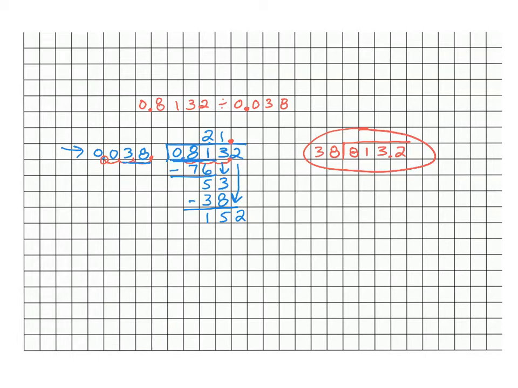How many sets of 38 are there in 152? Well, once again, when you go through and do the math, you'll find that there are 4. 38 times 4 does give me 152. So now I subtract, I get 0. So my final answer to the problem is 21.4.